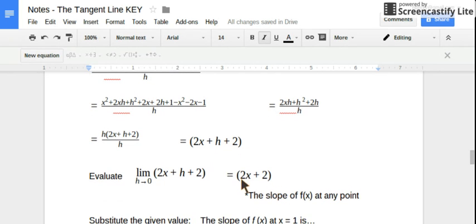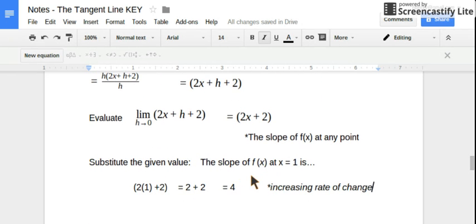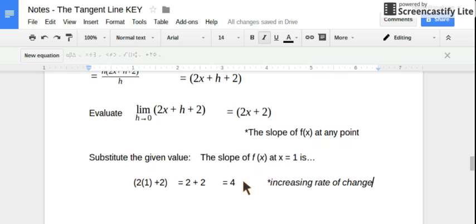This is also called the derivative of the function. It's representing the slope at any point. All we've got to do is plug in an x value to figure out the slope at that point. So originally in the problem we were told that we wanted to find the slope at x equals 1. Now we can finally plug 1 in for x and find the slope is 4. So it's a positive slope, positive rate of change, so the function is increasing.